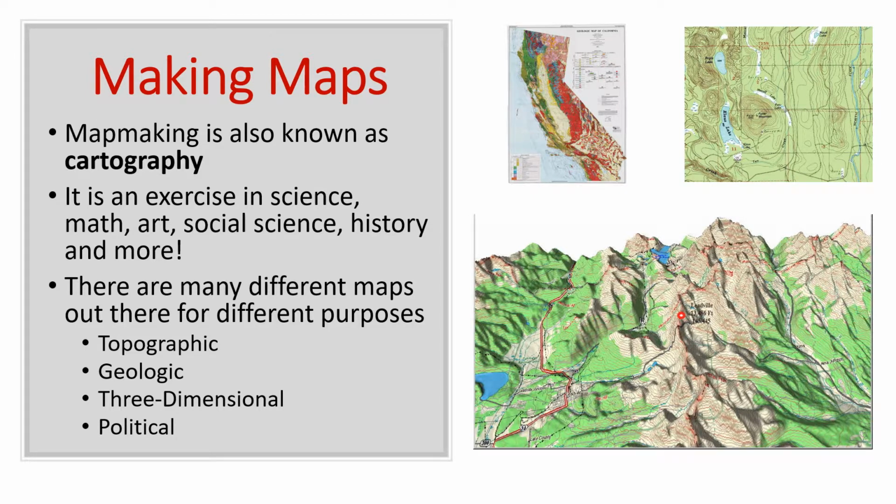So making maps is also called cartography. That's just the fancy name for it. It's not just something that scientists do. It's an exercise in math, in art, in social science, history, and even more. Maps are important for politics. They're important for commerce, or trading goods. They're important for so many things. There's a few different types of maps out there depending on what their purpose is. There's topographic maps, geologic maps, three-dimensional maps, and political maps. And we're going to get into some of these one by one as we go on.